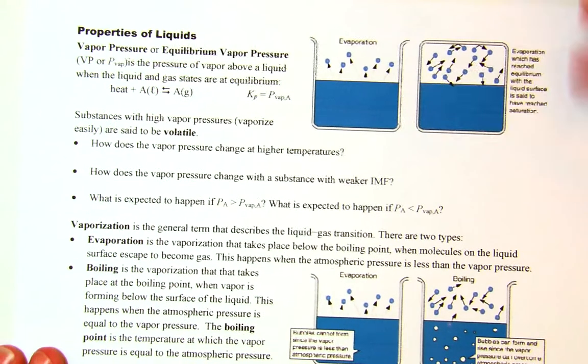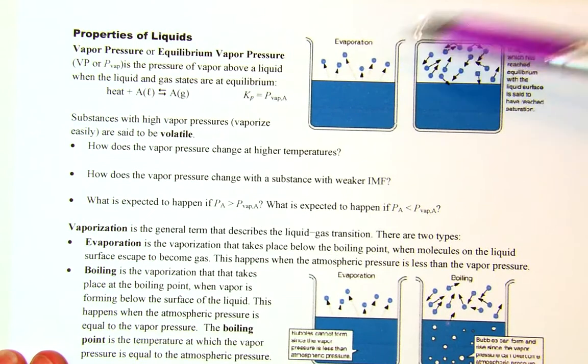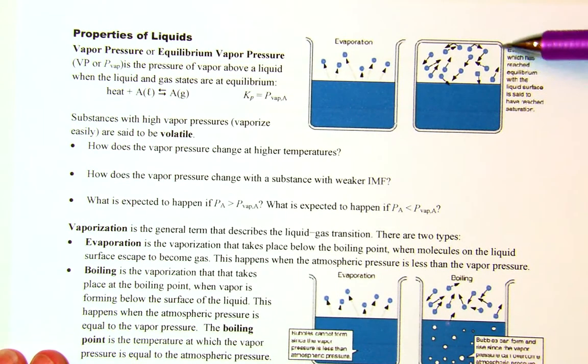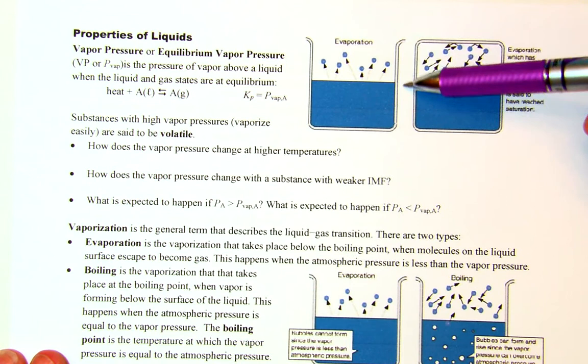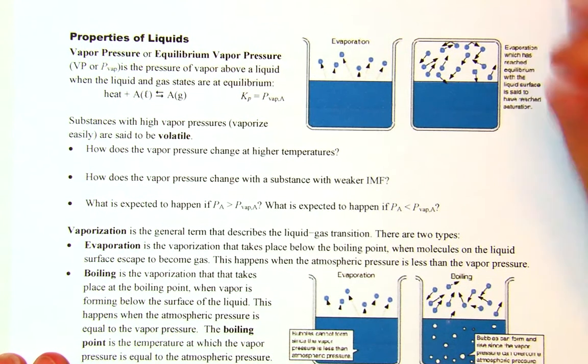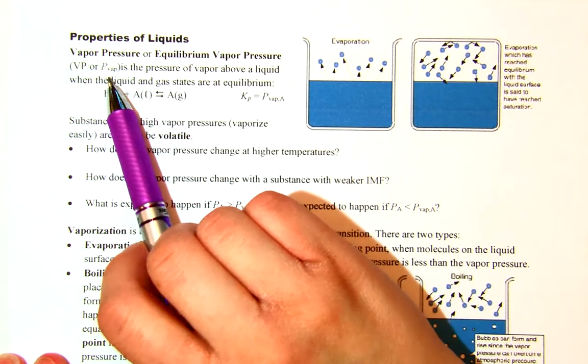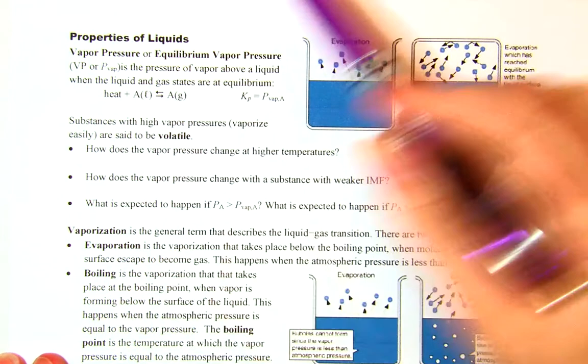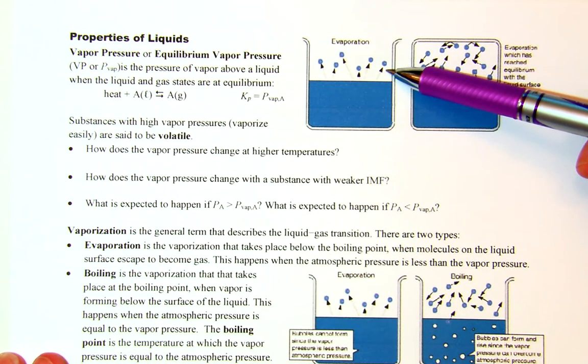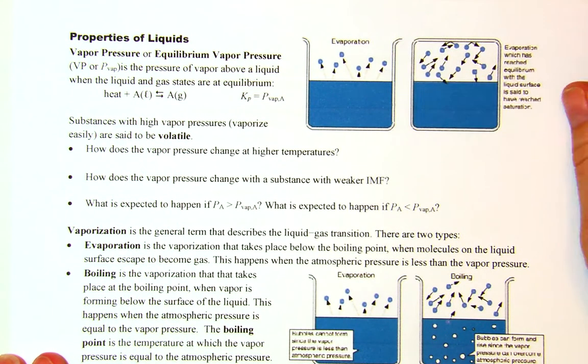So going from liquid to gas. So evaporation is here, and then here you're looking at evaporation, but it's at equilibrium with the liquid surface. So this vapor pressure has reached equilibrium. Let's talk about what that means. So vapor pressure or equilibrium vapor pressure has these symbols, and it's the pressure of the vapor above a liquid when the liquid and gas states are at equilibrium.